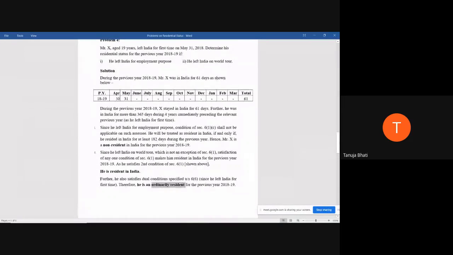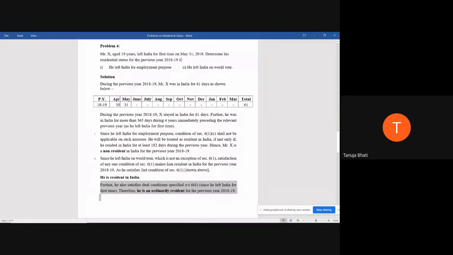Now have you all understood this part, the second part of it? Yes, ma'am. Have you all understood that part, students? Yes or no? Yes, ma'am. Everyone understood how to check the additional conditions? Yes, ma'am.